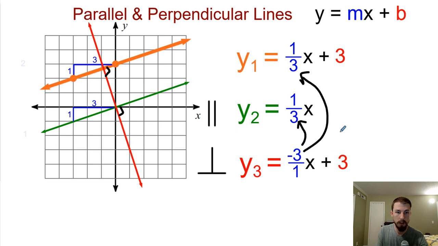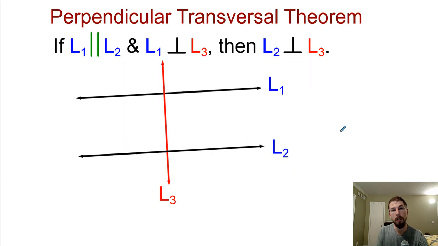That leads me nicely into my next segue, which is called the perpendicular transversal theorem. So smooth. The perpendicular transversal theorem is really kind of common sense. It says that if line 1 and line 2 are parallel, and line 1 is perpendicular to line 3, then that means line 2 also has to be perpendicular to line 3. And the reason for that, well, just think about it. If this corresponding angle up here is a right angle, and these are parallel lines, the corresponding angle down here also has to be a right angle.